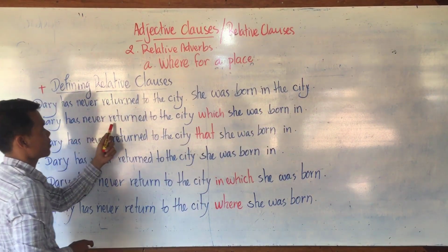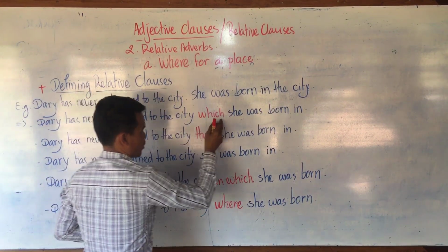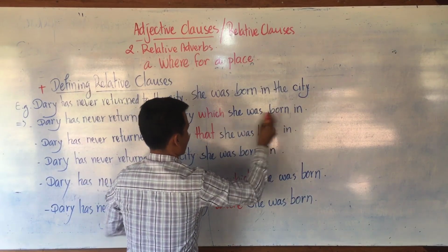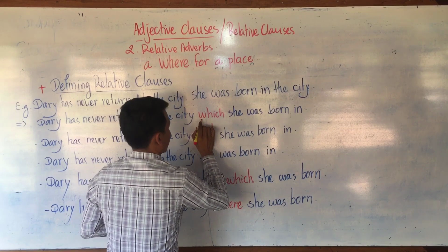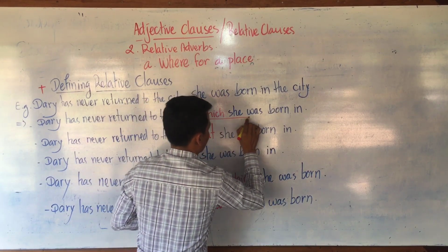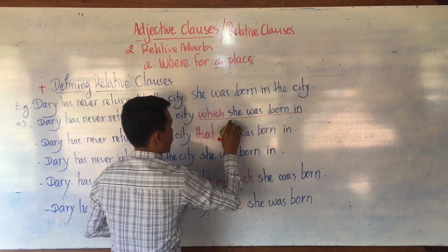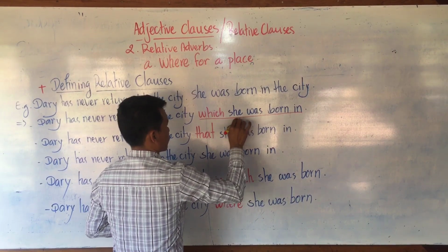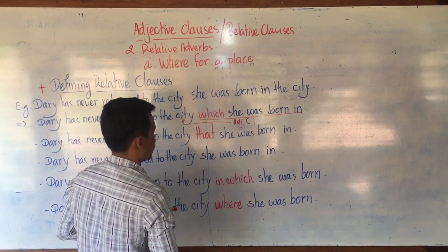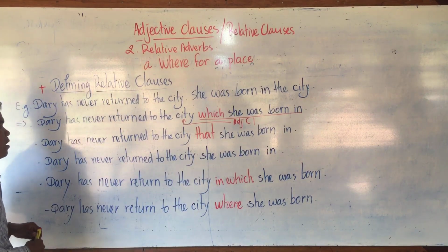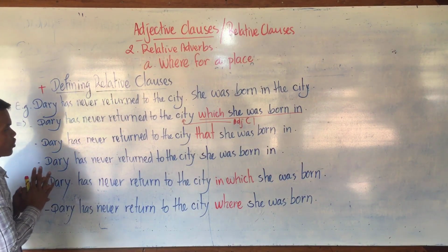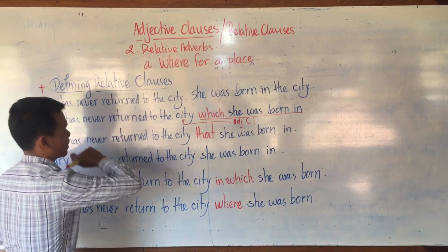Dary has never returned to the city which she was born in. So which here is the object of preposition in. We can underline the adjective clause like this, from which to in is the adjective clause. It modifies the city. We can write one more adjective clause because it is a defining relative clause.